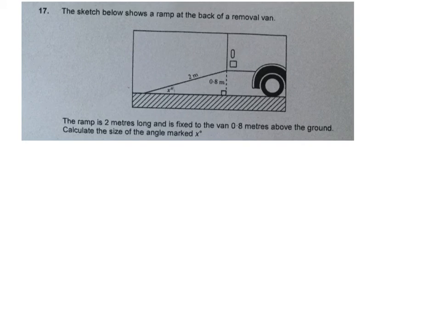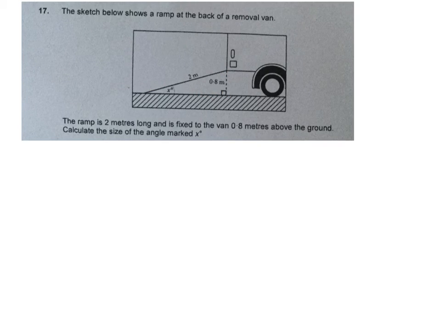Question 17. The sketch below shows the ramp at the back of a removal van. The ramp is 2 metres long and is fixed to the van 0.8 metres above the ground. Calculate the size of the angle marked X. So we have a right angle triangle, and we have been asked to find an angle.